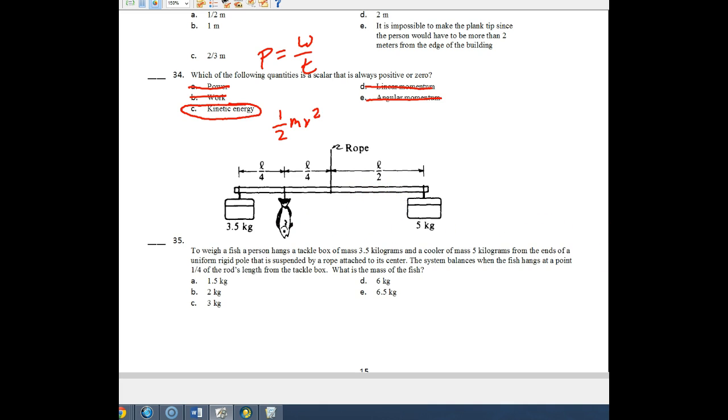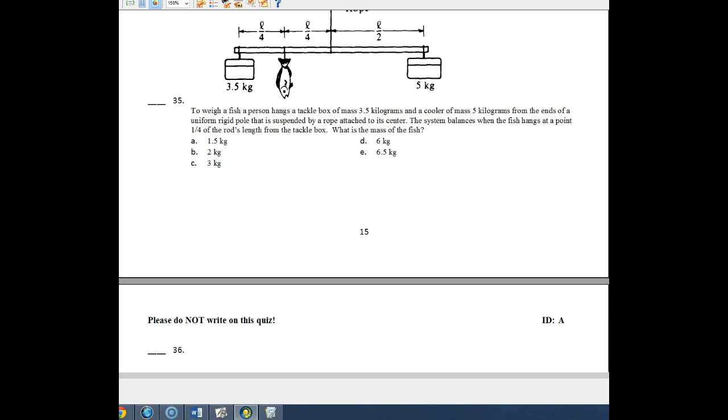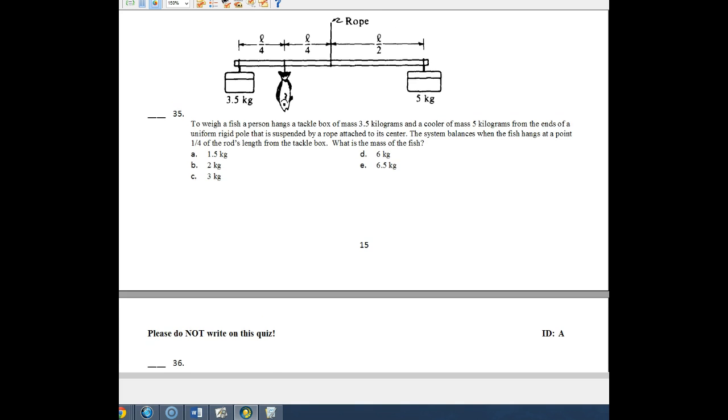For number 35, this question is pretty easy to do. It's kind of strange though. If you're a fisherman or a fisher lady or whatever you want to call it, and you were out fishing, you would not devise this probably to weigh your fish unless you were really desperate. So what they did is they have a tackle box. So we're going to say that this is tackle box T, this is cooler C, and then this is fish F. And what they've done is they're trying to figure out what is the weight or the mass, I guess, of the fish if you can figure out where it will balance.